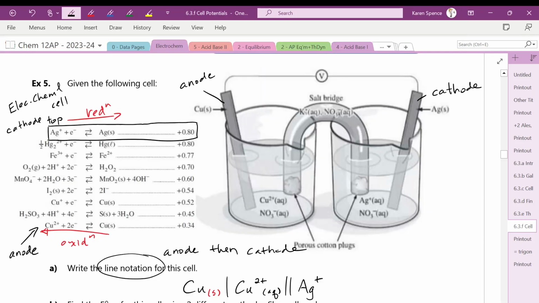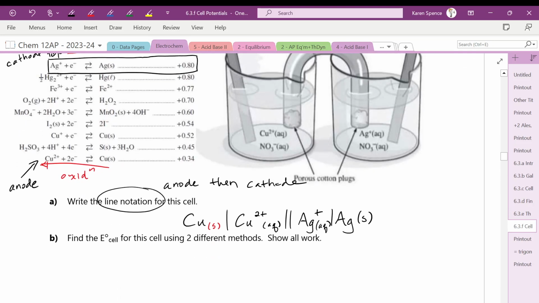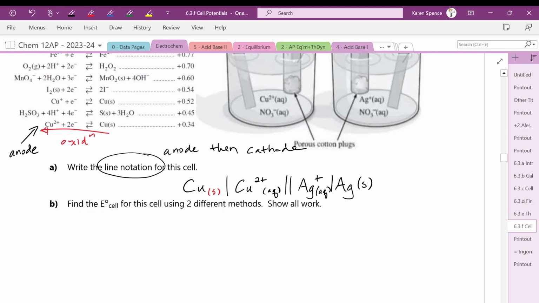Oxidation reactant, oxidation product, then reduction reactant, reduction product. You are correct. That one is aqueous. I would like you to calculate the E0 cell using two different methods.